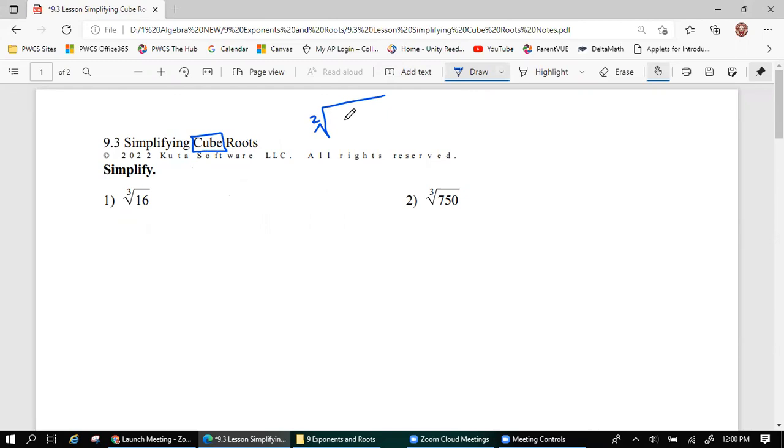A square root asks, for example, what number did I multiply by itself to get 25? So it was 5 times 5. So 5 2 times. And so the square root of 25 is 5. When we look at a cube root, we want to know what number do I multiply by itself 3 times? So for example, 1 times 1 times 1 equals 1. Therefore, 1 is a perfect cube.